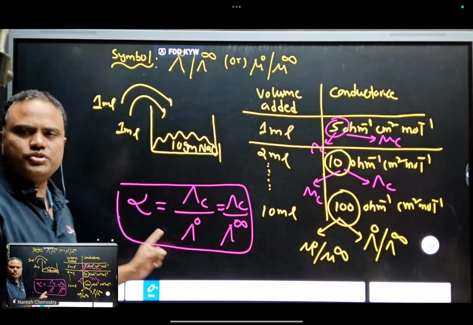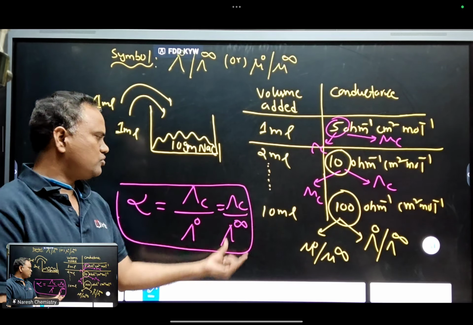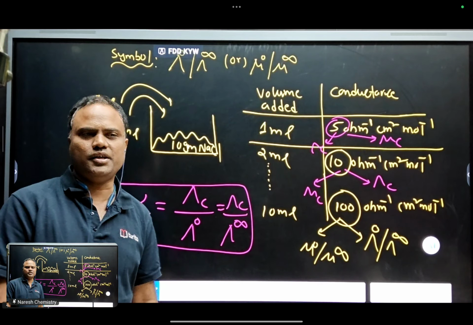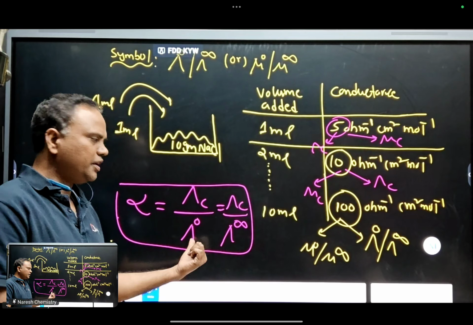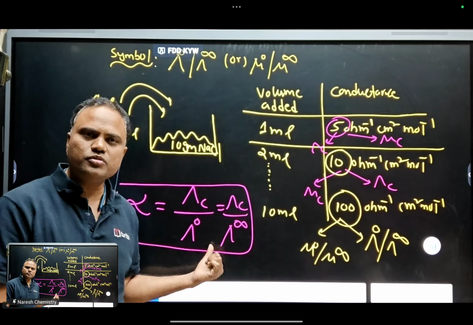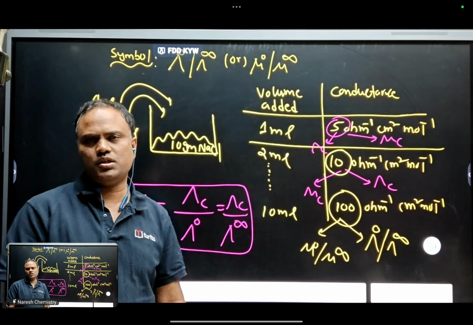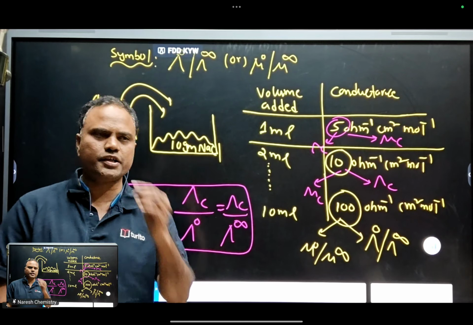This is the degree of dissociation. Direct questions will come. These two conductances will be given to you. Find out the degree of dissociation. In place of lambda C, we can take mu C: mu C by mu 0, or mu naught, or mu C by mu infinity. Alpha is the degree of dissociation in ionic equilibrium.